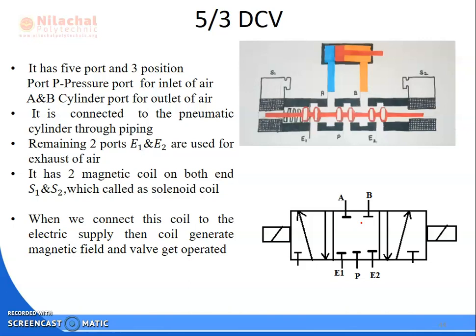It has two magnetic coils on both sides. What are they? S1 and S2, which are called solenoid coils. You can see the representation of the solenoid like this. When we connect this coil to the electric supply, the coil generates a magnetic field and the valve gets operated. So there are three positions: first, second, third. In the first position, all the ports are in closed position: P, E2, E1, A, B, all are closed.